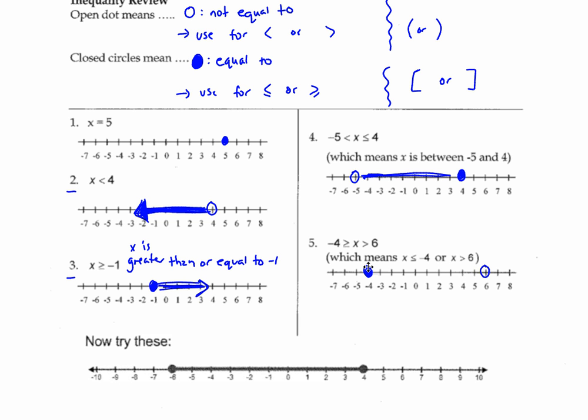X is less than or equal to -4. If it's less than -4, what direction? To the left. Good. Okay, now the other one is X is greater than 6, to the right. So that's the opposite direction. In this case, it means it's everything but the numbers in between, and not including 6.